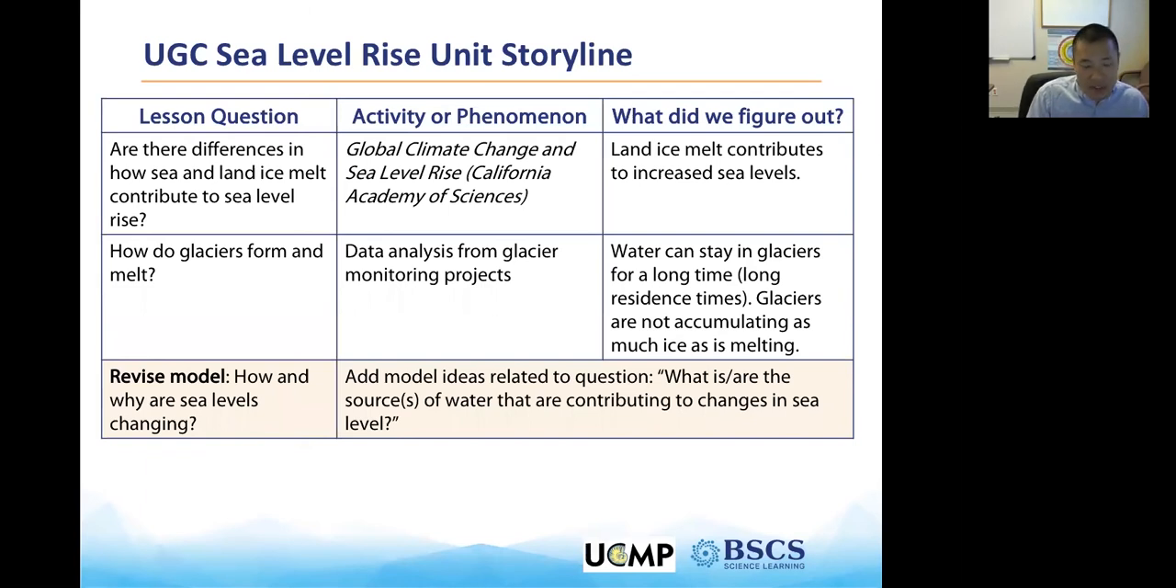Now, at this point, we've figured out a significant amount of ideas about why sea levels are rising, particularly around the role that the sources of water play, where this water might be coming from that might be contributing to sea levels increasing. This is the place where we'd have kids take what they've learned and revise the models they constructed at the beginning.